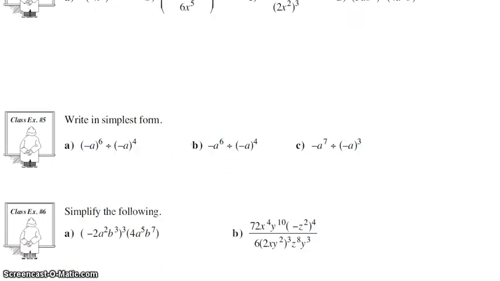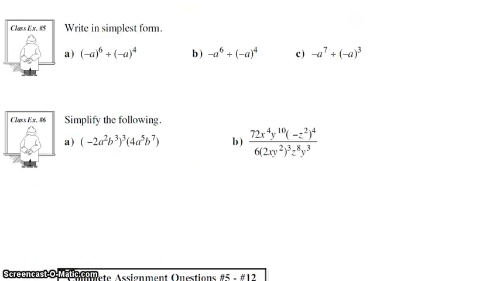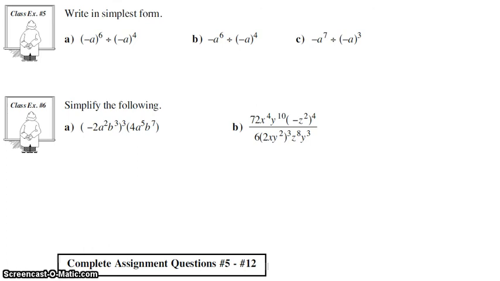Okay, let's move on to other examples. I'll just pick one from each example. Now, question 5, I actually think this is a difficult example. Why? Because you can see the bases here are different. One is a, one is negative a. They are very much alike, but they are not the same, right? One is positive a, one is negative a.